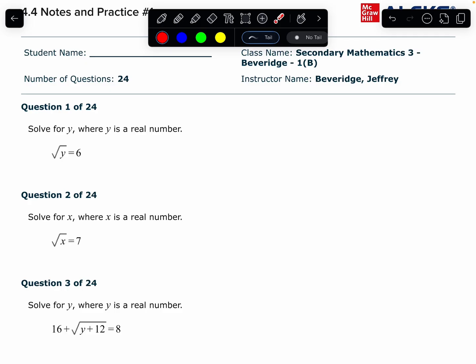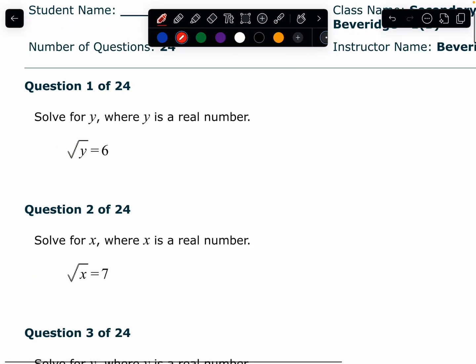Here we have the square root of y. That's the only operation for y on the left side. So in order to get rid of that square root, I'm going to square both sides. Square one side and square the other. On the left side, that's just going to become y, and on the right side, that's going to become 36.